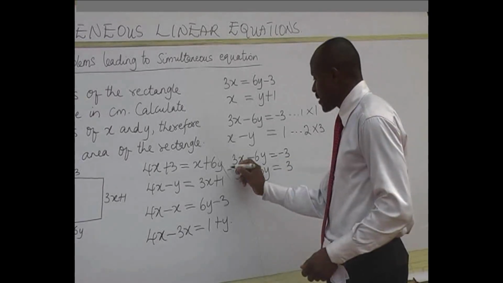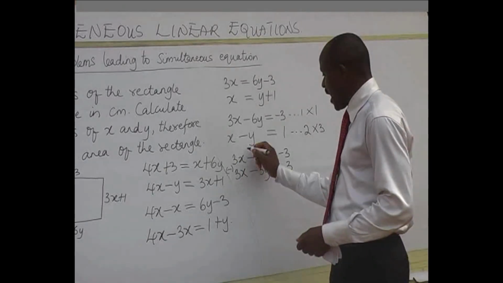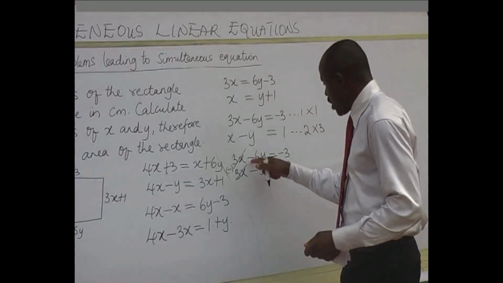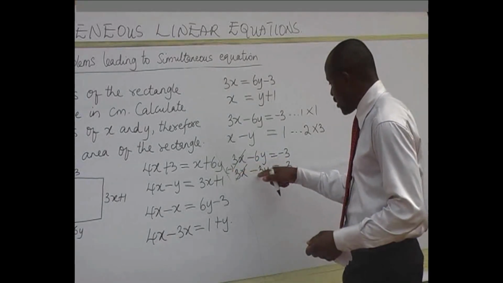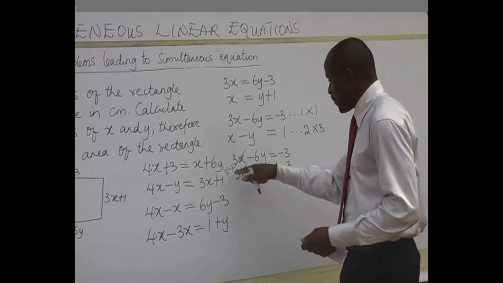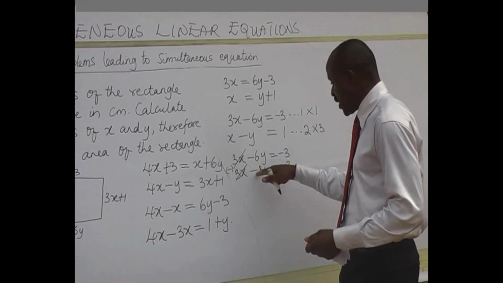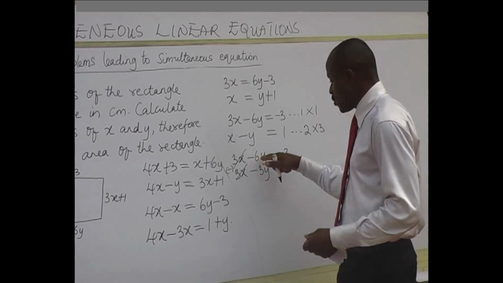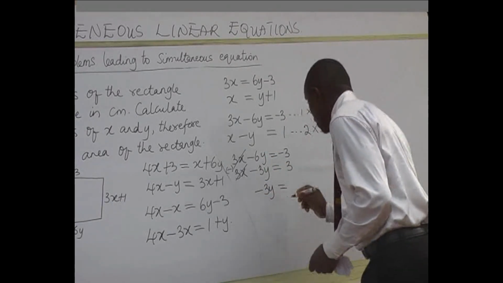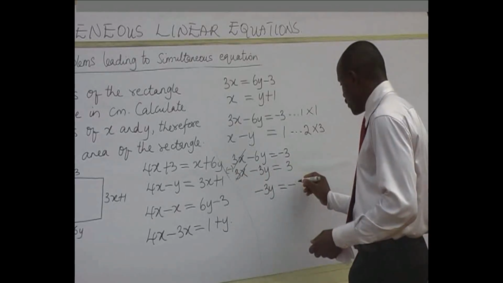So now subtract equation 2 from equation 1. 3x minus 3x, they will cancel themselves. Minus 6y minus 3y means minus 6y plus 3y, and minus 6y plus 3y will give you minus 3y. It's equal to minus 3 minus 3, which will give you minus 6.